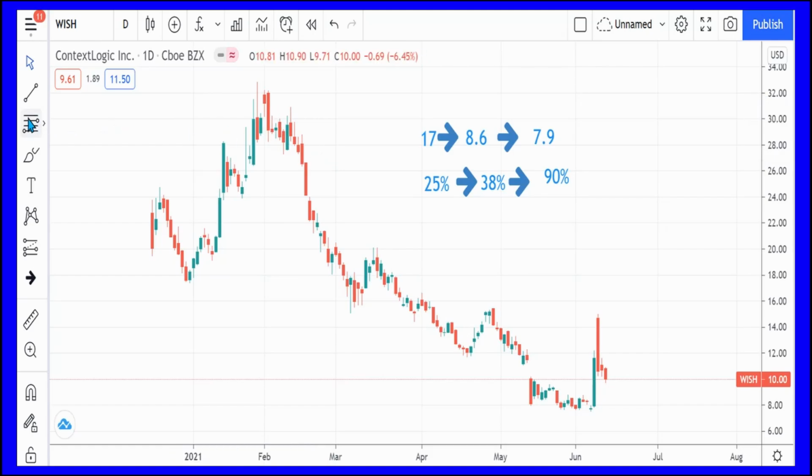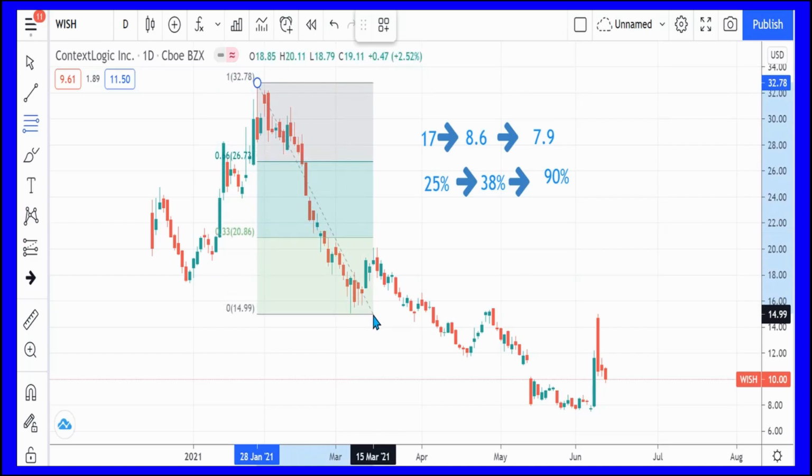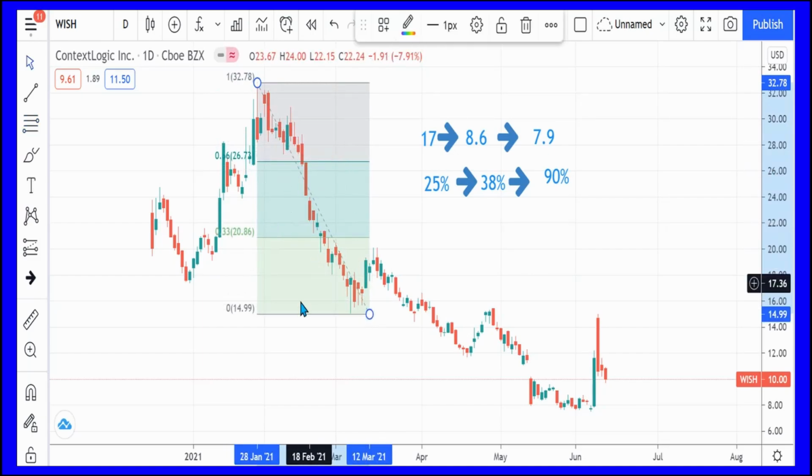So what I'm going to do is divide this first round of fall into three parts. I'm going to put it into three layers. So this is the first layer, the second. You can use the Fibonacci retracement and just divide it by 3.